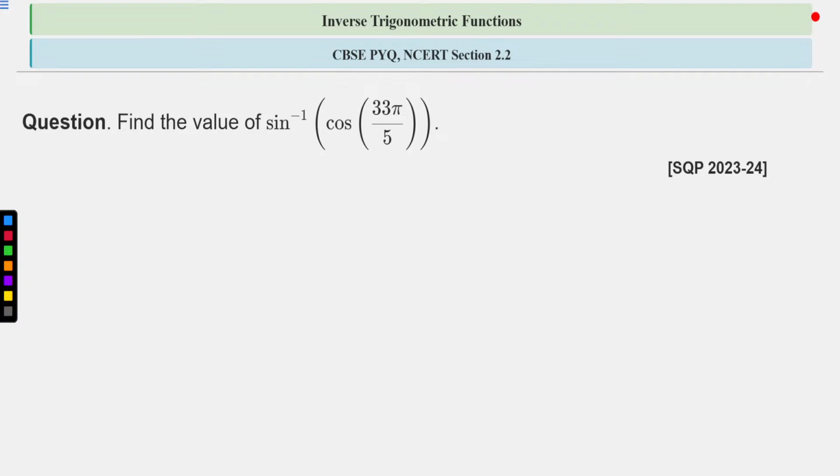So how can we convert cos of 33 pi by 5 in terms of sine theta? That's what we have to see, right? So again I am giving you 10 seconds to solve or think about this question. After that we'll move to the solution part, right? Okay, let's move to the solution part, right?